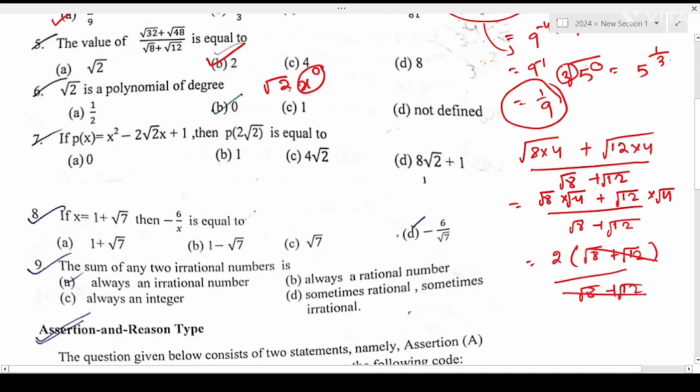So we know that degree means the highest power of the variable. So here the variable is x and the highest power is 0. That's why the constant polynomial degree is 0. Understand? Now next question, question number 7.